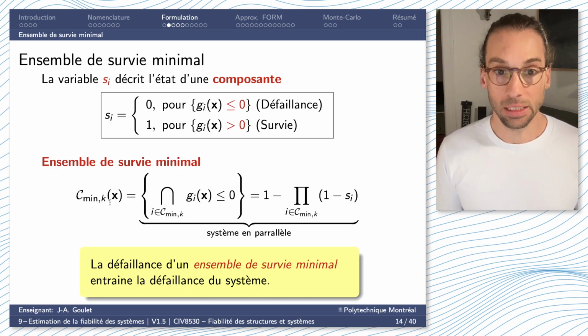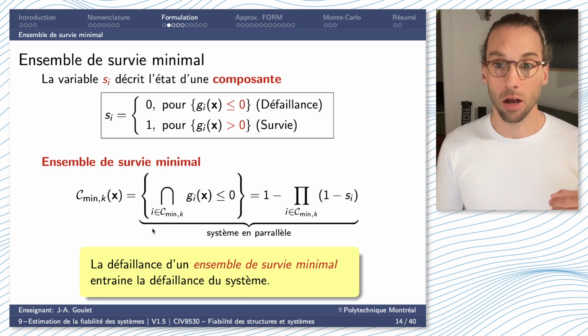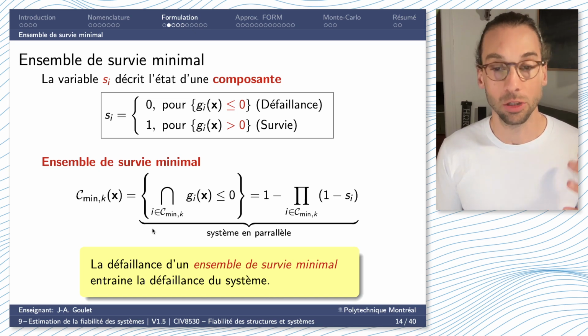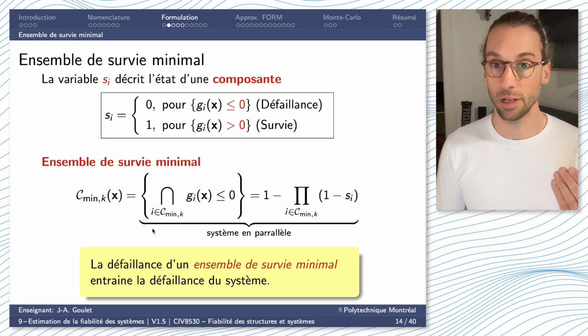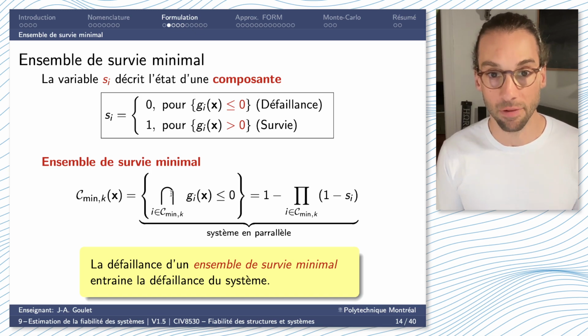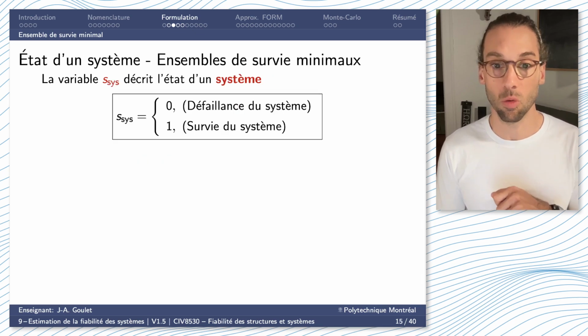So this represents a cut set. Sorry, the failure of a cut set represents the failure of a system. That's why here we have the intersection, because it represents that if all the elements of a cut set fail, the system will fail.